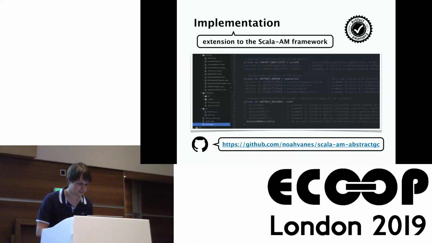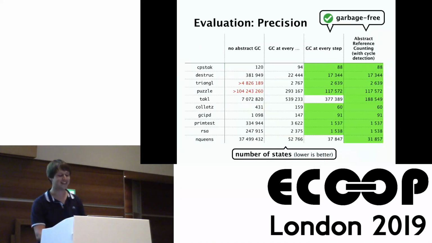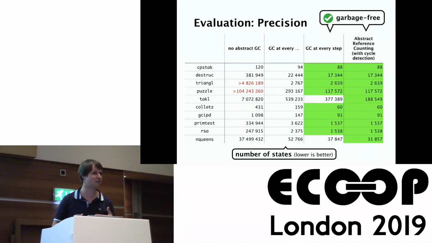Yeah, I kind of expected that question, to be honest. So indeed, in theory, these two configurations should get the same number of states because they're both garbage-free. However, in practice, it turns out that our implementation sometimes takes more coarse-grained steps than what you would consider the atomic steps, and therefore it doesn't actually apply abstract garbage collection at every step. So that's why with the GC at every step you sometimes don't get the same optimal precision. But that's purely a technical implementation detail of the Scala-AM framework that we're using.